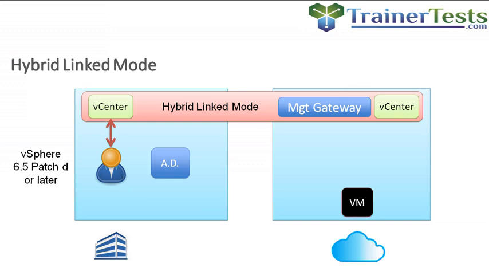In order to enable hybrid linked mode, we need to be at vSphere 6.5 patch D or later. And we have to be using a vCenter with an embedded platform services controller. It's not supported with vCenter if you have an external platform services controller. It must be an embedded PSC.